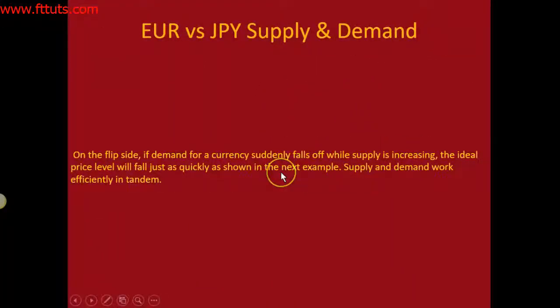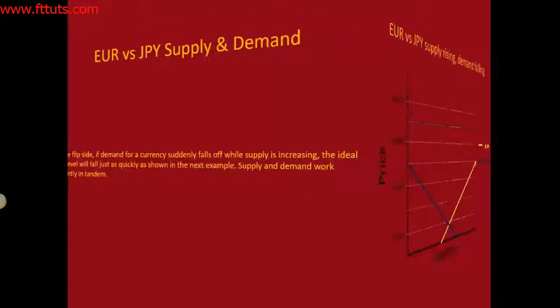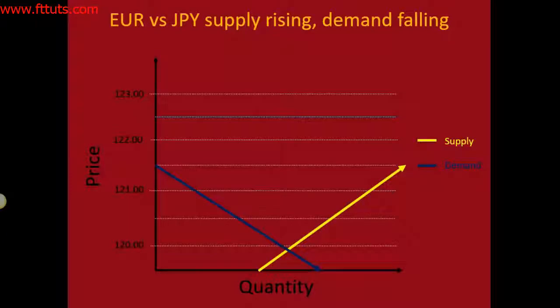On the flip side, if demand for a currency suddenly falls off while supply is increasing, the ideal price level will fall just as quickly, as shown in the next example. Supply and demand work efficiently in tandem. And here you could see how price dropped off, how the exchange rate dropped a little bit below 120 here.